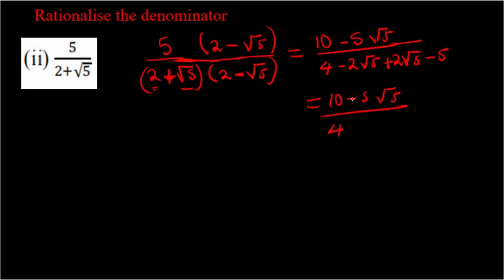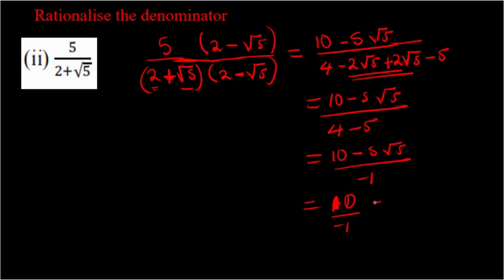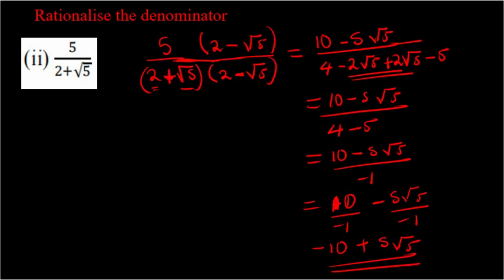Let me get the like terms together. So this part here, it is what? 0. Then minus 5. You have 10 minus 5 root of 5 over negative 1. So from there it will be 10 divided by negative 1, minus 5 root of 5 divided by negative 1, such that your answer will be negative 10, then positive 5 root of 5. That's how you answer that type of question. Okay, let's go to the other one.